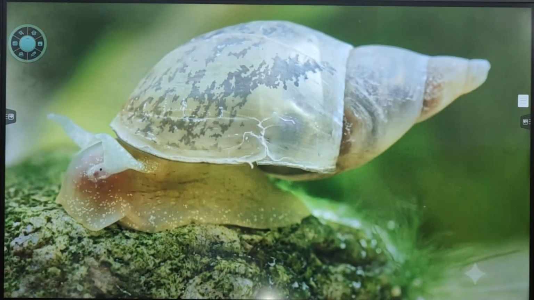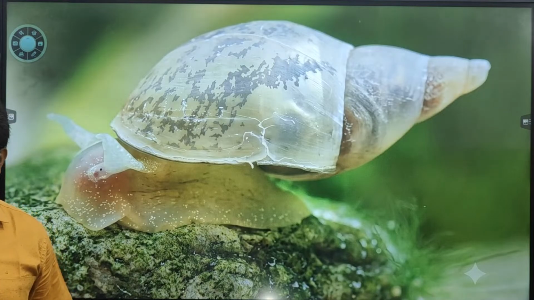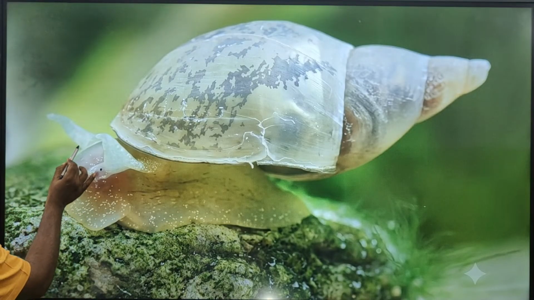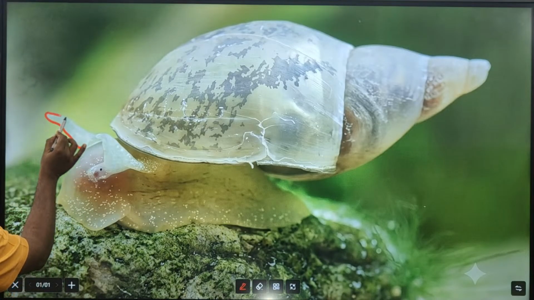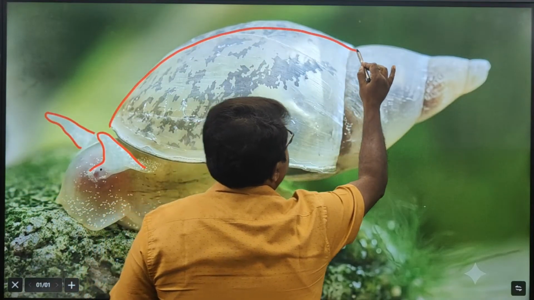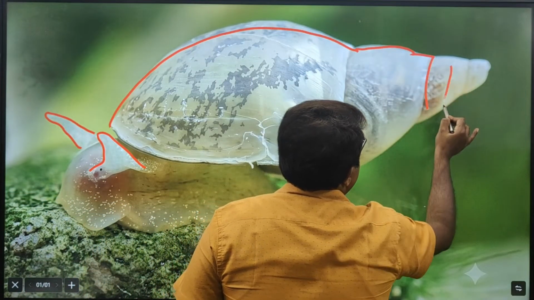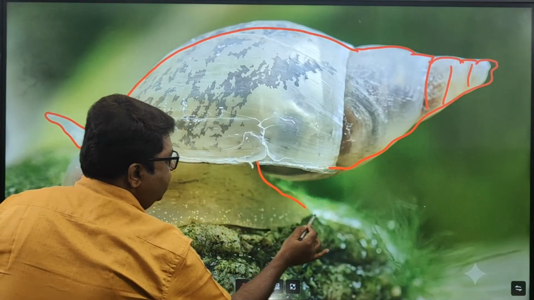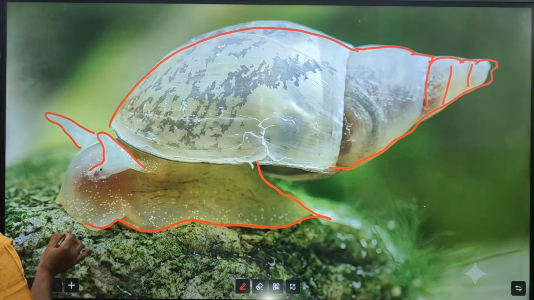This is limnia. Fine. Looks so nice. See, these are the antenna. The body is having mucus. Fine. This is the mantle. This is the shell. And this is the muscular foot.